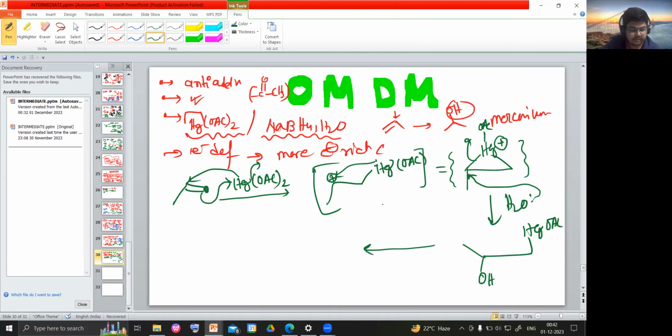Next step, demercuration will occur with NaBH4. Now, how is the demercuration occurring? This is a very important thing to notice. Let's understand. Suppose this overall structure, let's consider it as R-HgOAc.